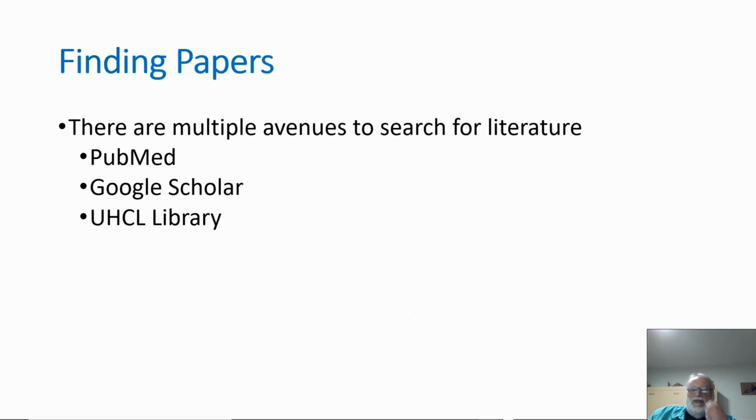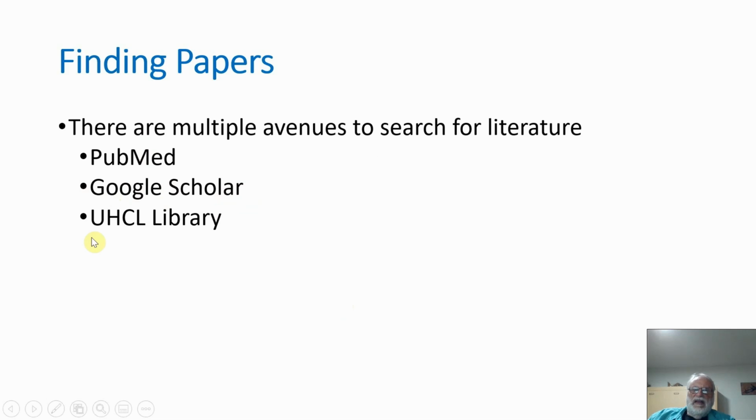There are multiple avenues to search for literature. Traditionally, I've used PubMed because PubMed has been around for a very long time. Ever since I started searching for papers online with a web browser, PubMed was there. More recently, Google Scholar has been used, and I probably recommend most of you go ahead and use Google Scholar, because there will be a few extra things that will be useful.